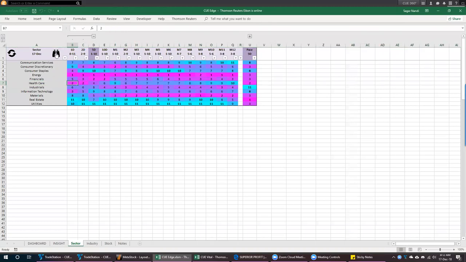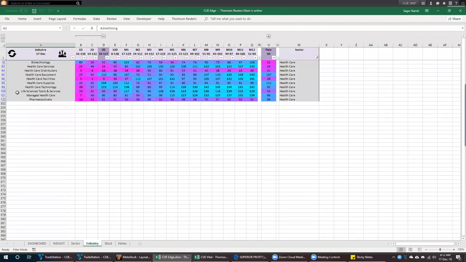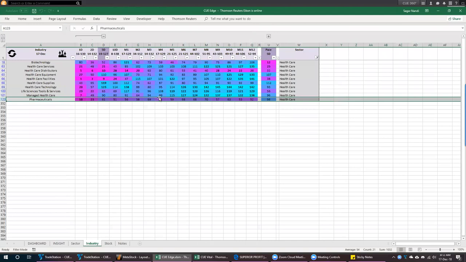Let's drill down into the industries. Pharmaceuticals was stronger earlier, now more magenta. Therefore, it is also weakening.